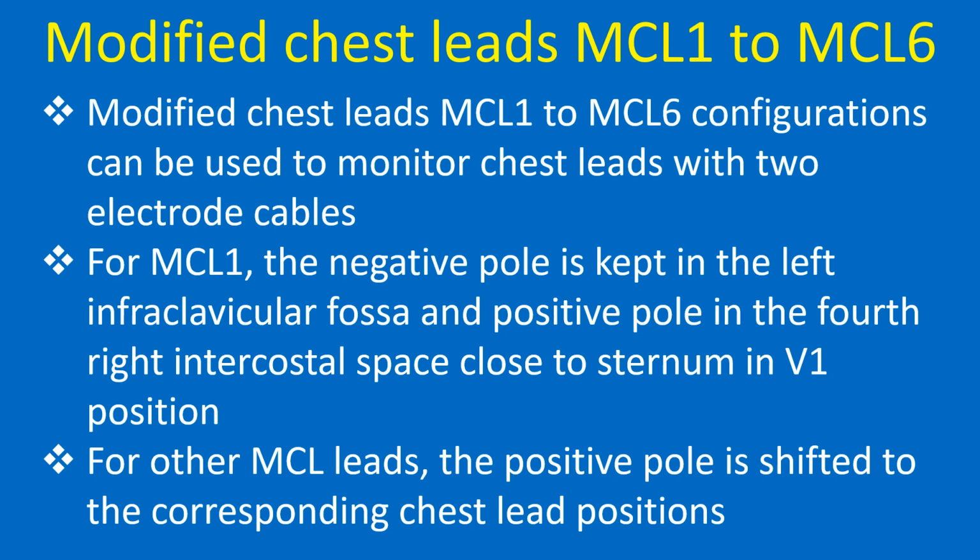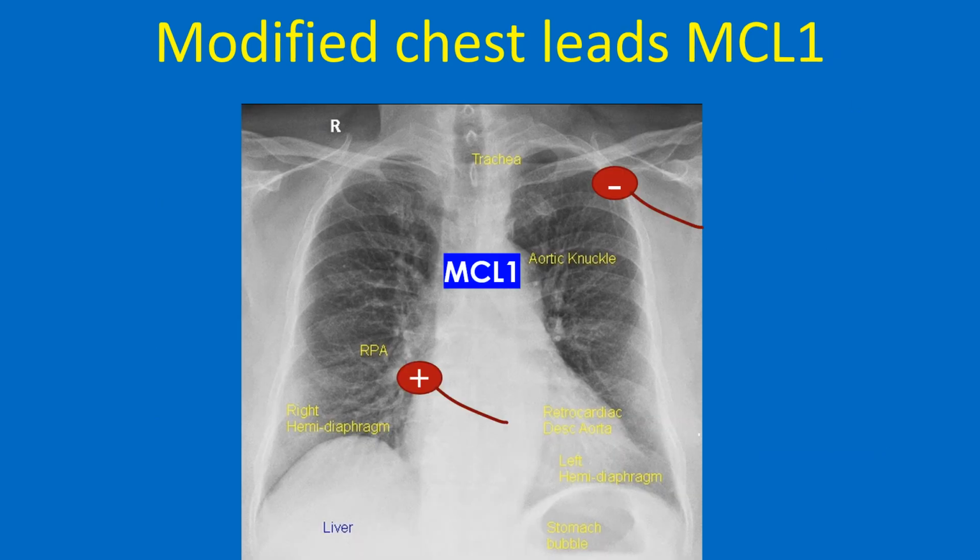For MCL1, the negative pole is kept in the left infraclavicular fossa and positive pole in the fourth right intercostal space close to sternum in V1 position. For other MCL leads, the positive pole is shifted to the corresponding chest lead positions. Approximate position of electrodes for MCL1 monitoring lead.